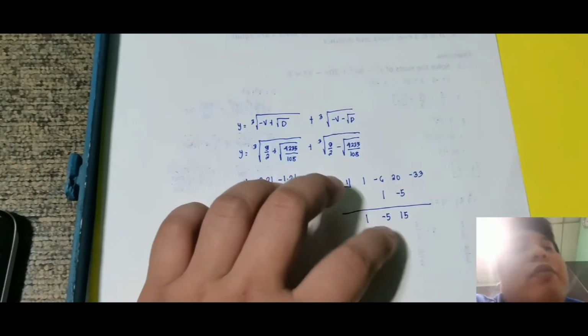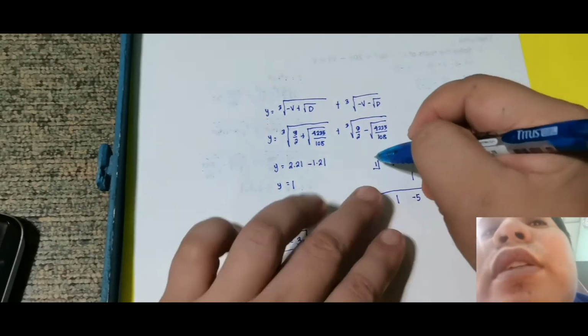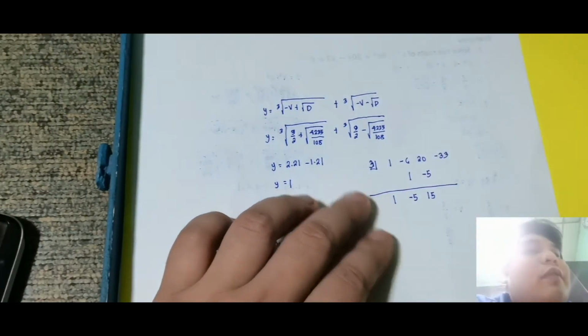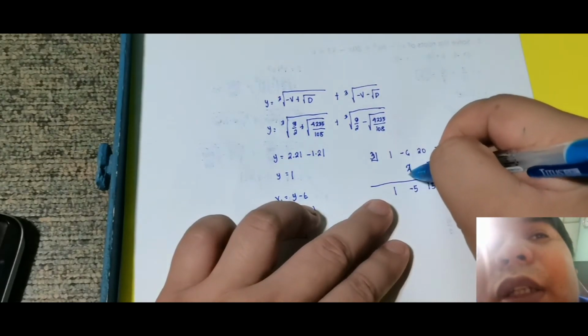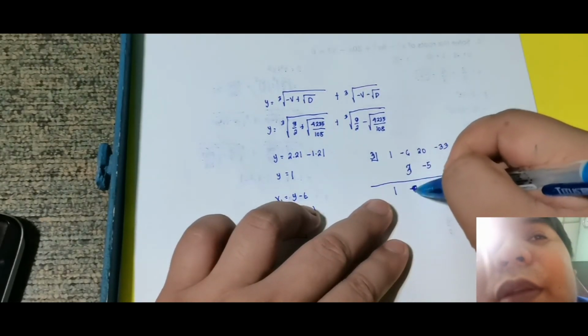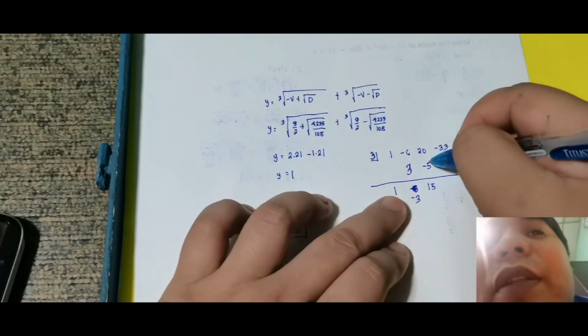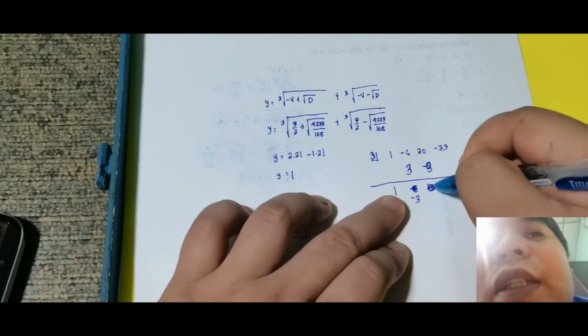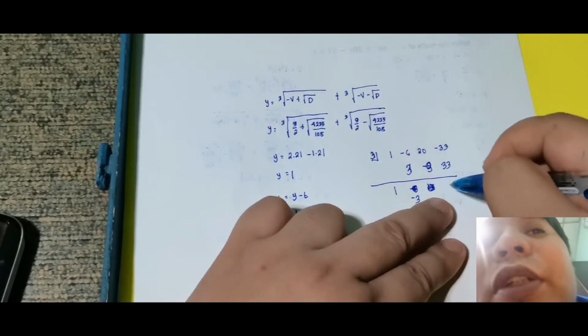Itong part na to, pag pinag-multiply, this is, ay sorry, bakit 1 nilagay ko? Tanga ni sir. This is 3. Okay, edit. So, this is 1, this is 3, syempre. So, this is negative 3. Kung ano-ano pinaglagay ko, this is negative 9. Okay, then this is positive 11. Then 3 times 11, that is 33, which is 0.